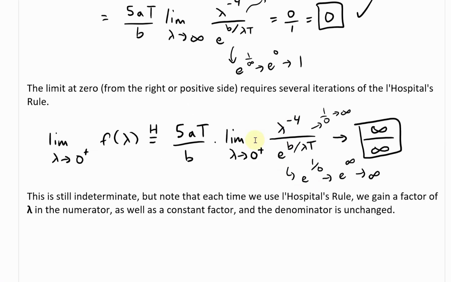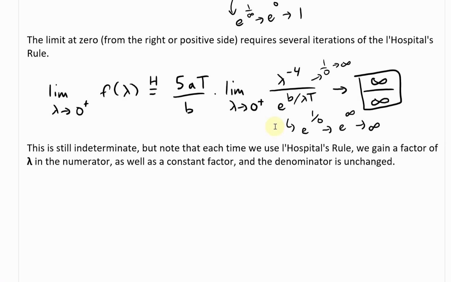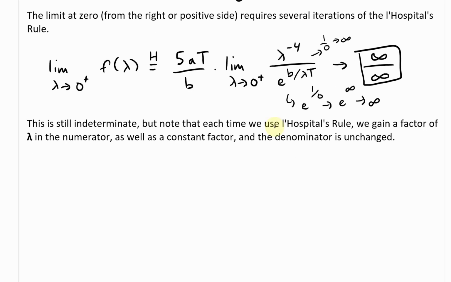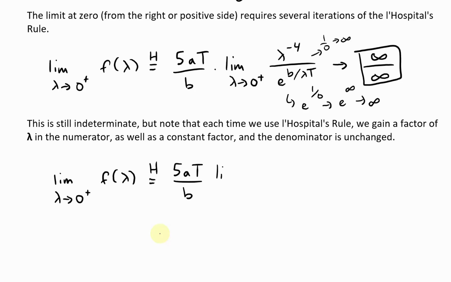And we can see this right here, so we can keep going using L'Hopital's rule. So let's just write this down. Limit as lambda approaches 0 from the right side of f of lambda. This is going to be equal, with the h, so L'Hopital's equals, and we're going to start off where we ended up on this one. So put the h on top there. This is going to be 5aT over b, and then this is going to be the limit of this one.